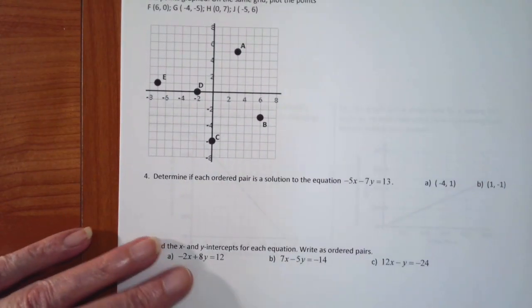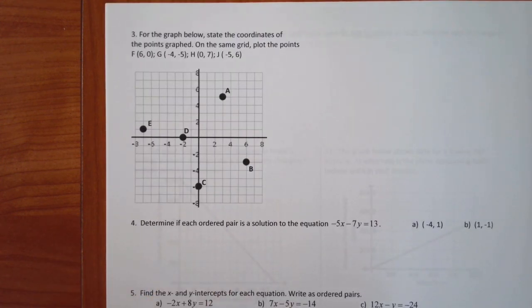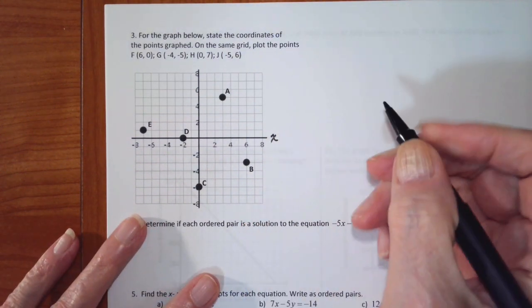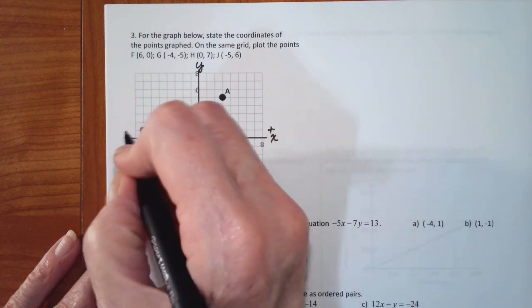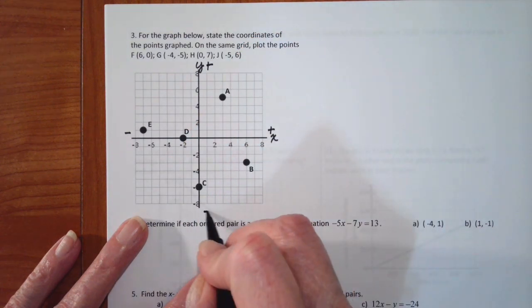All right, so now for this graph, we want to state the coordinates of the points graphed, and then we also want to plot some points. So we want to remember on here that this is our x coordinate, this is our y, and to the right is positive, to the left is negative. Above the axis is positive, below is negative.